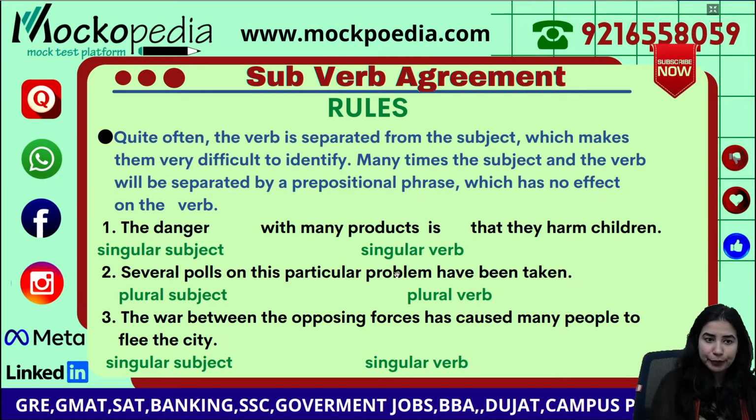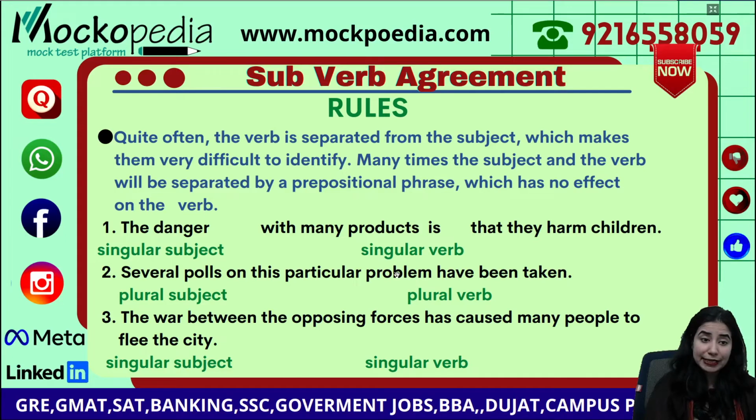Let's take one more example. "Several polls on this particular problem have been taken." In this case, what is the subject? Polls, which is plural. What is the verb? Have. In between, you have a prepositional phrase, on this particular problem. Problem is singular. Now, that's what we usually do: with problem, "has" will also sound correct. But that's the mistake we are not going to make. We are going to ensure that our subject is plural. Hence, our verb should be plural, and the verb should not get affected by the noun in the prepositional phrase, right?